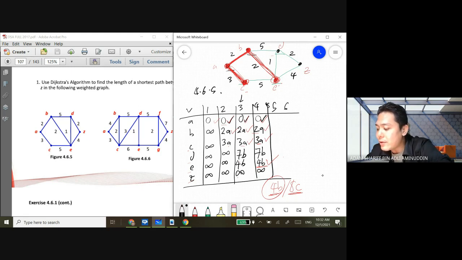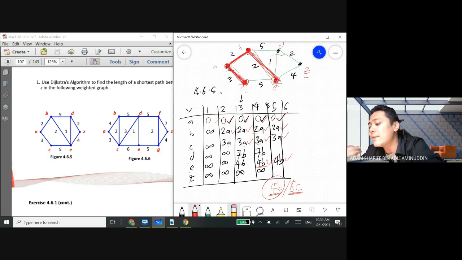Now, we add the iteration number 5. We bring A, we bring B, which is already chosen. C is already chosen. D belum chosen lagi. E sudah chosen. B. Okay. Now, at the fifth iteration right now, from the red color vertices that I already marked here, we are left with D and Z. What is the shortest distance to travel to D, then mark, from the chosen vertices of B and E?